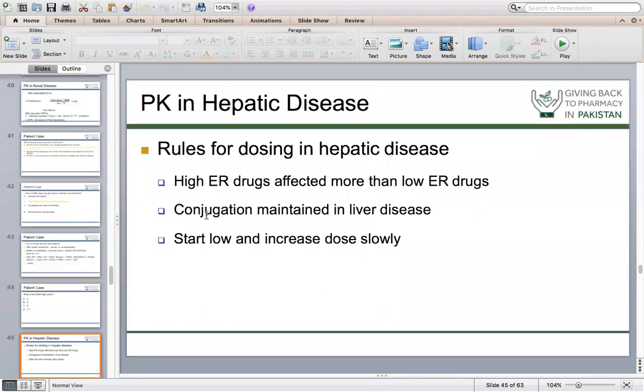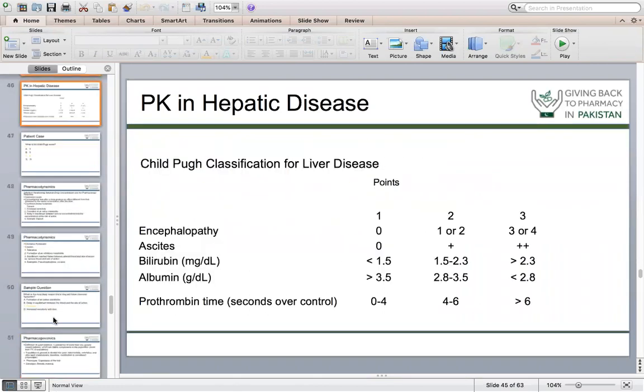And another rule is conjugation is pretty much maintained in liver disease. So if there is extensive hepatic impairment, then only we need to adjust the dose. Otherwise, the conjugation enzymes are pretty much maintained in liver disease. And how can we start dosing in these sort of patients? We can start with low doses and increase slowly, right? So there is another table. It's the Child-Pugh classification for liver disease. So this you have to memorize.